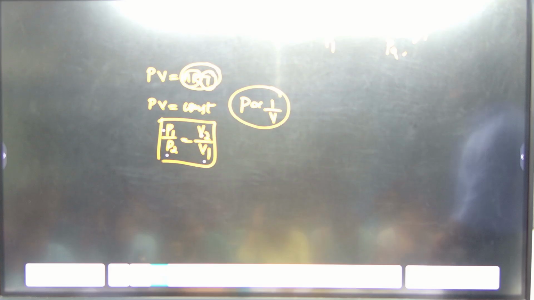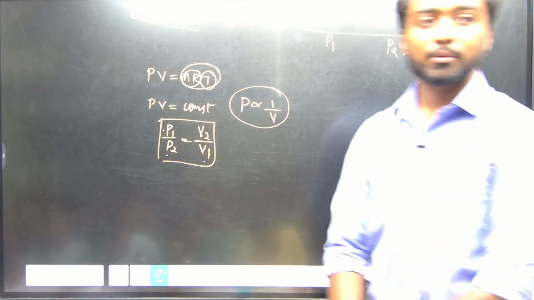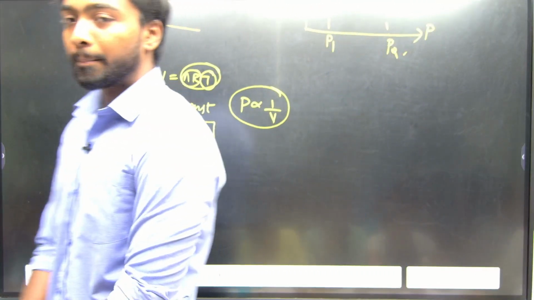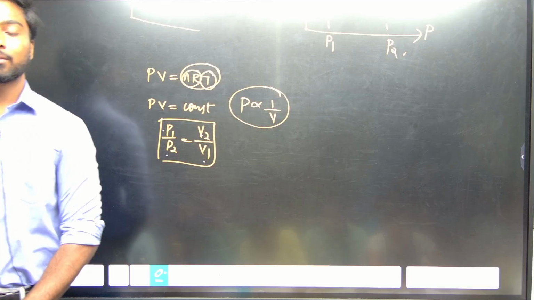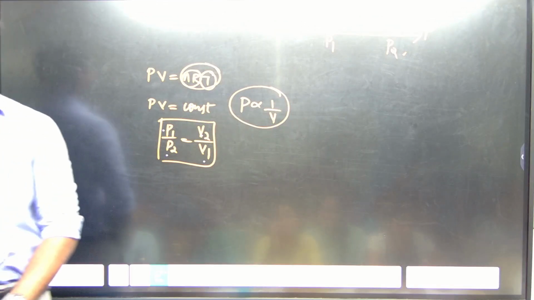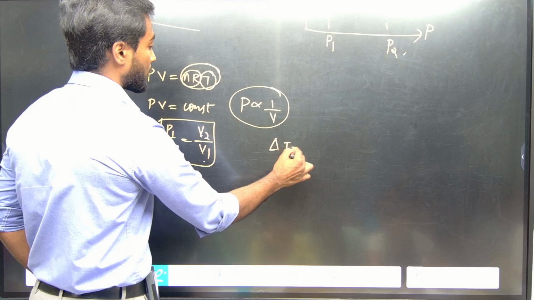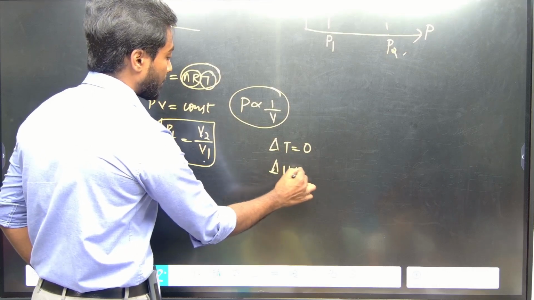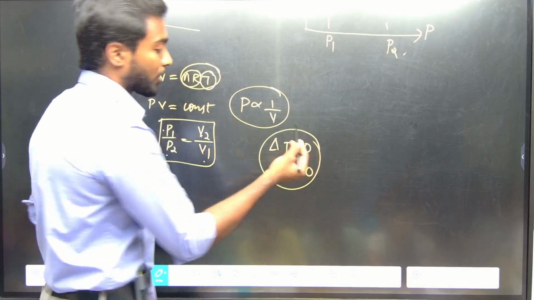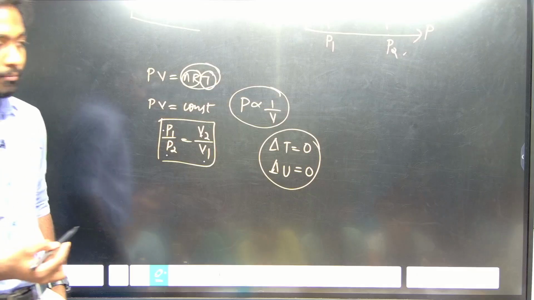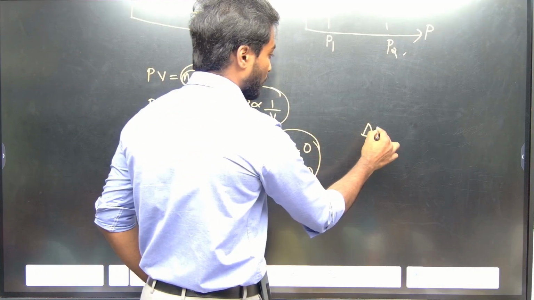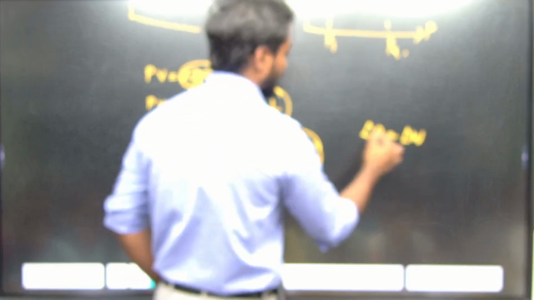So delta T will be equal to 0. Since there is no change in temperature, the internal energy change is also 0. So since delta T is equal to 0, delta U also will be equal to 0. So according to the first law of thermodynamics, delta Q will be equal to delta W.